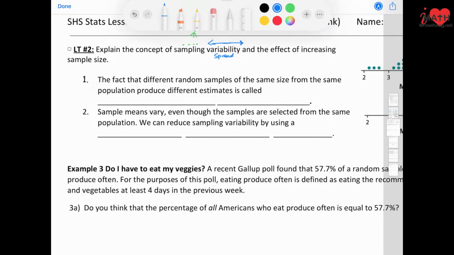Okay, learning target number 1 here. The fact that different random samples of the same size from the same population produce different estimates is called sampling variability. And some sample means vary, meaning you get different numbers. Even though the samples are selected from the same population, we can reduce sampling variability by using a larger sample size.